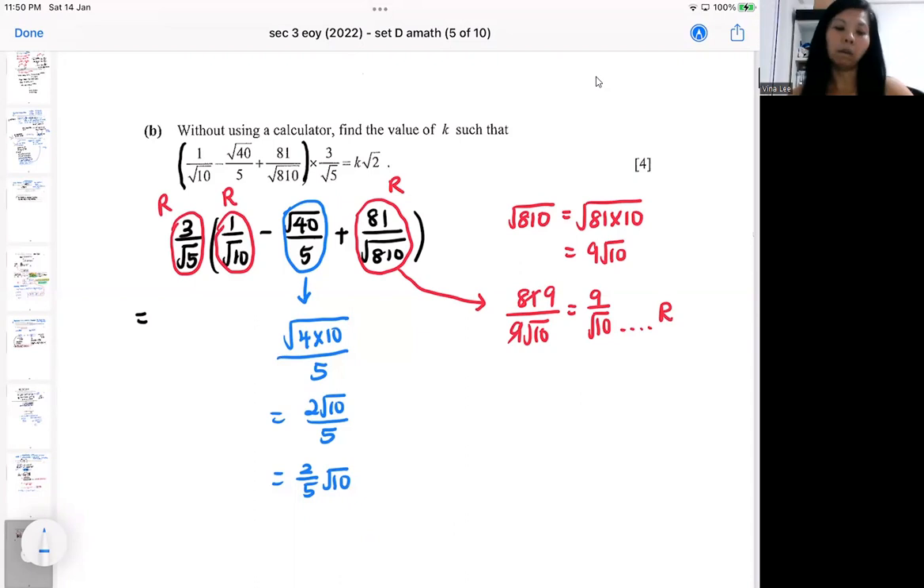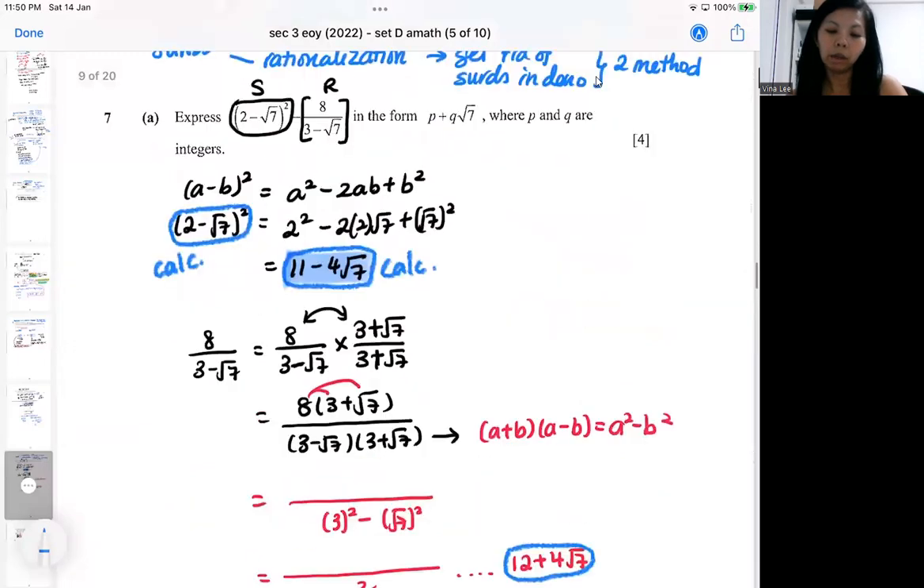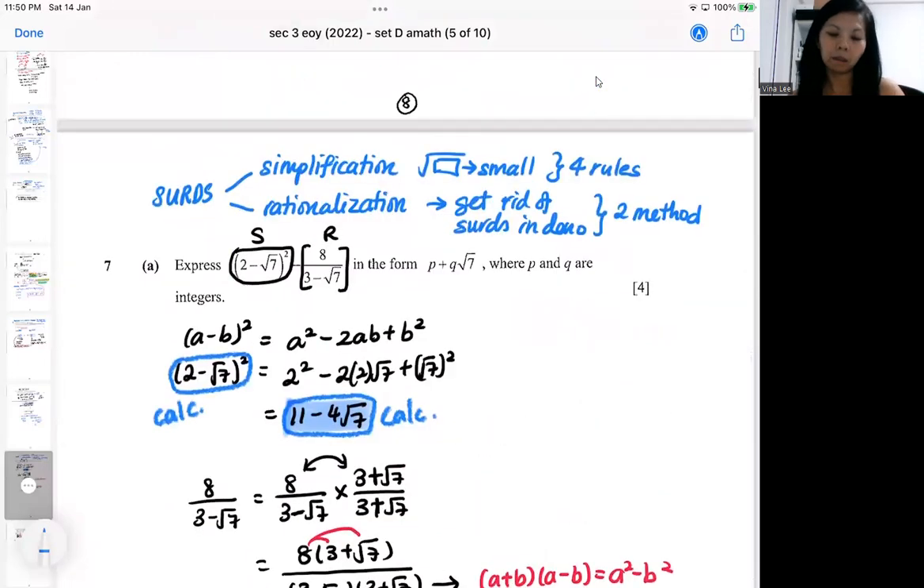My whole idea when you approach surds will be to always think of the component that should justify simplification, and think of the component that should justify the rationalization. These are the two main things. So you give it a try. If you need to recap the 4 basic rules and the 2 methods in rationalization before you can complete this question, let me know. I will send a separate video on that basic idea.